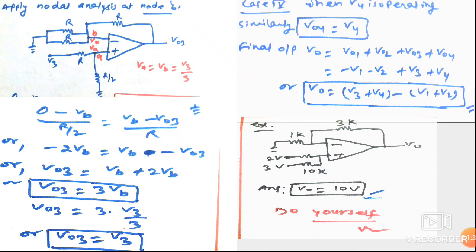Based upon this, I have given one example here. So friends, you have to do it yourself and solve it. For simplicity, I have given the answer here, that is V0 is equal to 10 volt. So this you have to do yourself.